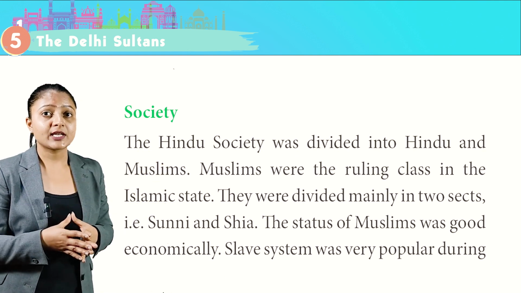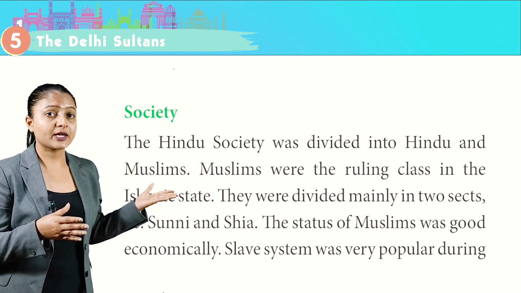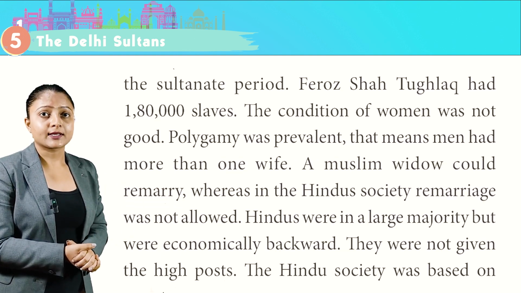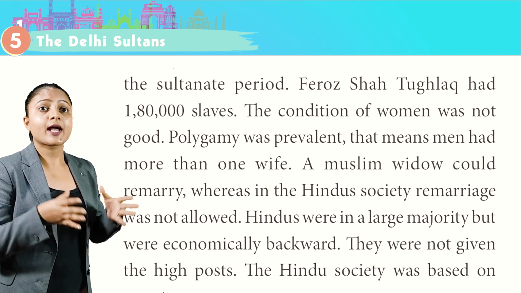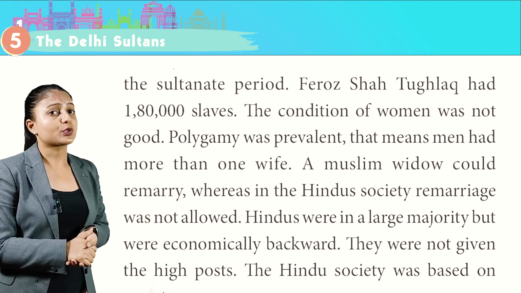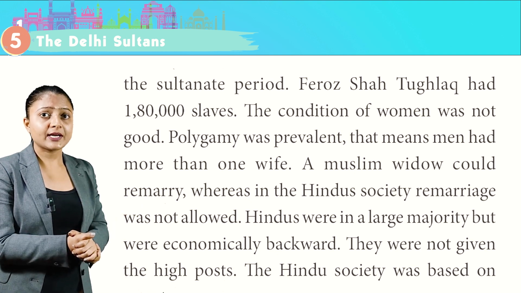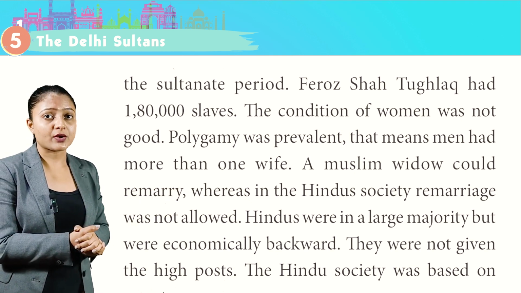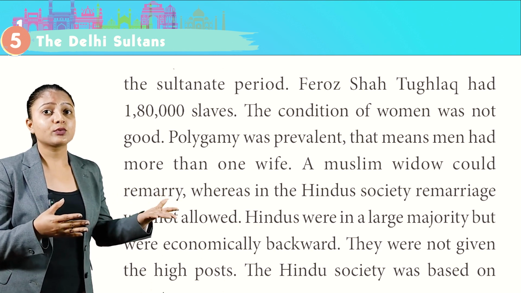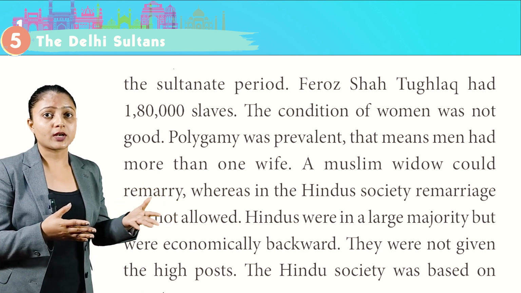The status of Muslims was good economically. The slave system was very popular during the Sultanate period. Firuz Shah Tughlaq had 1,80,000 slaves. The condition of women was not good. Polygamy was prevalent, that means men had more than one wife. A Muslim widow could remarry, whereas in Hindu society, remarriage was not allowed.